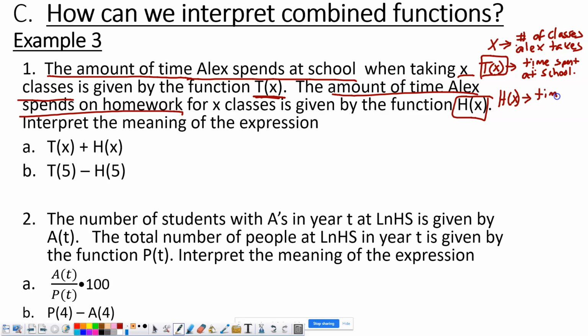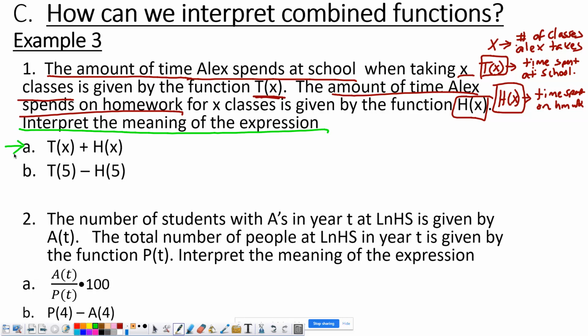Time spent on homework. And in the same way, homework is a function of x. So in other words, the number of classes that Alex is taking will affect how much time he spends on homework, right? So what we're being asked to do here is to interpret the meaning of each one of these expressions. Okay? What does this mean then?